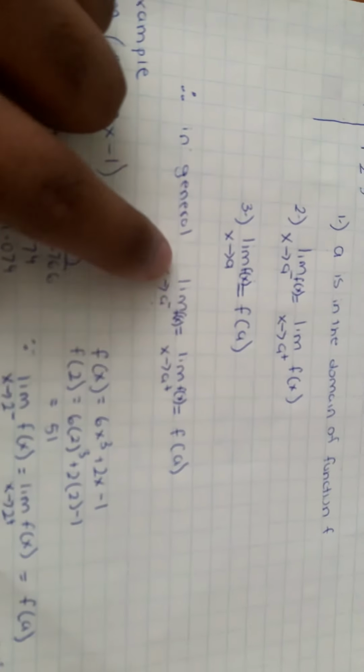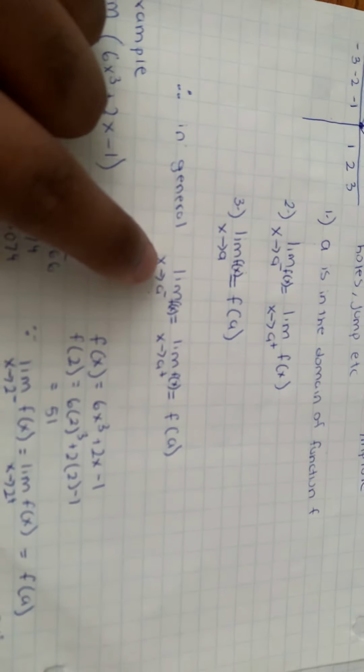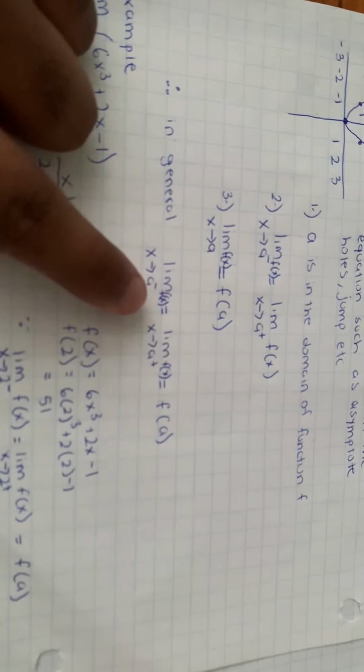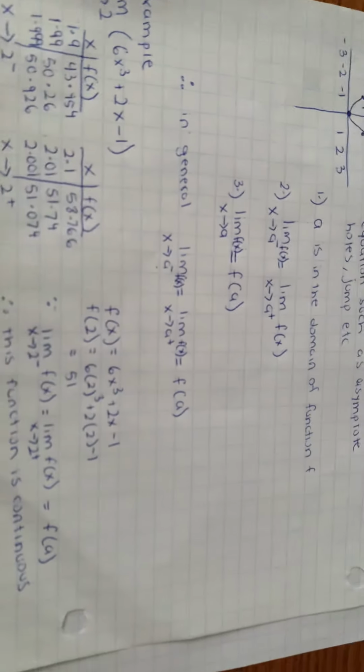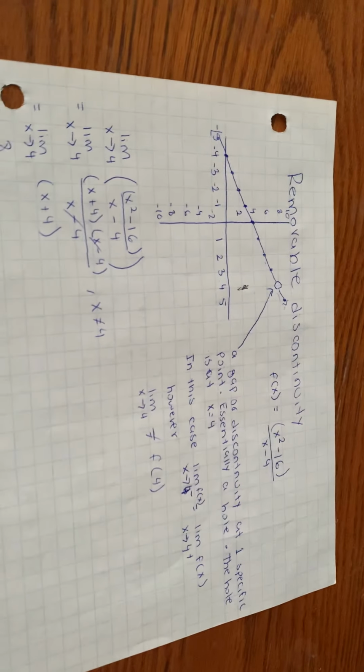So in general, you can say that if the limit of f of x approaching a from the left side is equal to the limit of f of x approaching a from the right side, and is also equal to f at a, your function is continuous. We'll be moving on to a type of discontinuity. So we'll be talking about removable discontinuity.